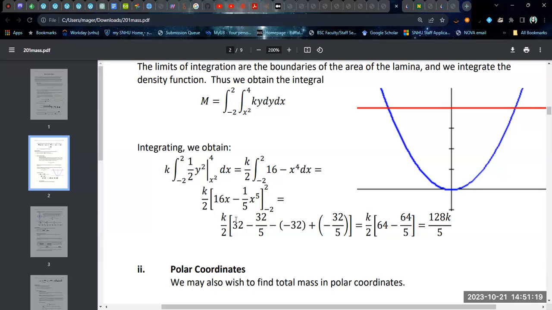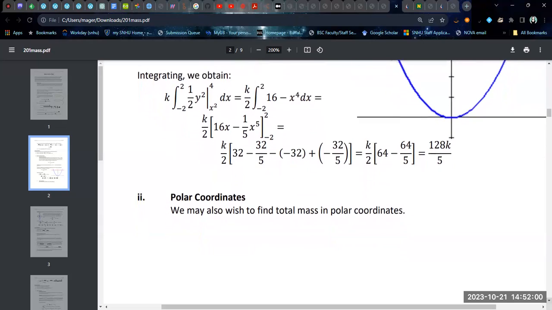Notice I plugged in the 2 here to get 32, the 2 here to get 32 over 5, and then I have to subtract both of these terms, and so the signs are flipped. Plugging in -2 minus a -32, and then subtracting a negative is going to give me a positive, and plugging in -2, I will get my third negative, which survives, and 32 and 32 is 64. And -32 over 5 plus -32 over 5 is -64 over 5. And we end up with this. That is the total mass.